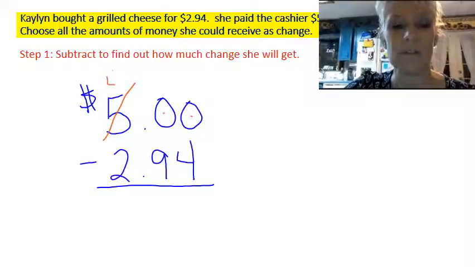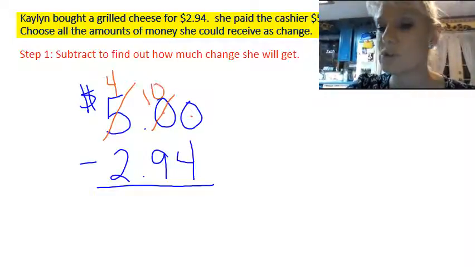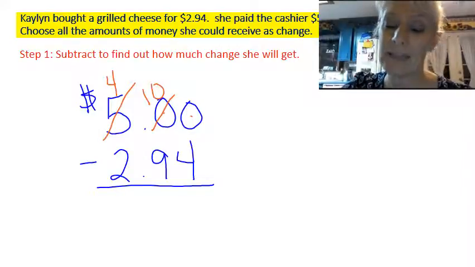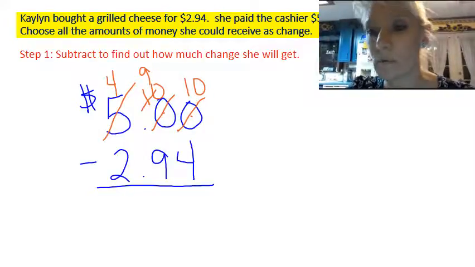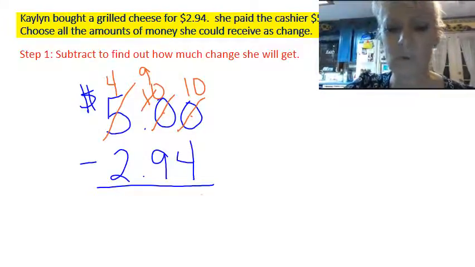I come to the 5 and cross it out. It becomes a 4. That 10 that I borrowed just went over there. Now I have 10 to borrow. So I cross out this 10 and I place it right over here above the 4. 10 take away 4 is 6. 9 take away 9 is 0.